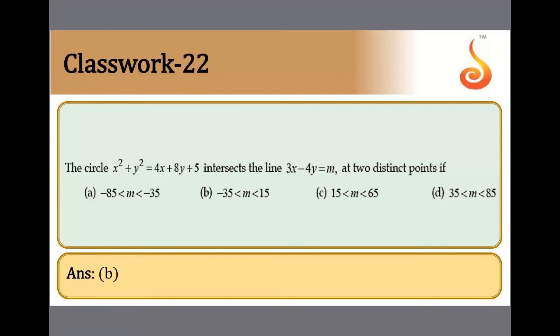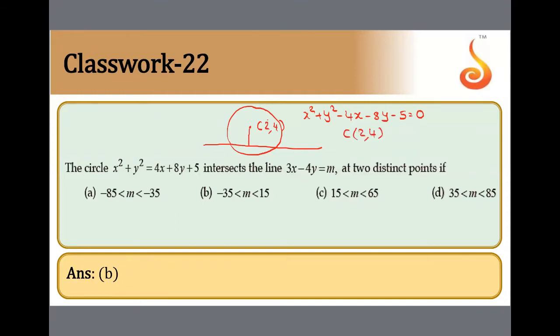22. This circle, same question came in JEE Mains 2020. Same question, only numbers were changed. So x square plus y square minus 4x minus 8y minus 5 equal to 0. This is a circle equation. And this line is intersecting. What are the coordinates of the center? Center is (2, 4).